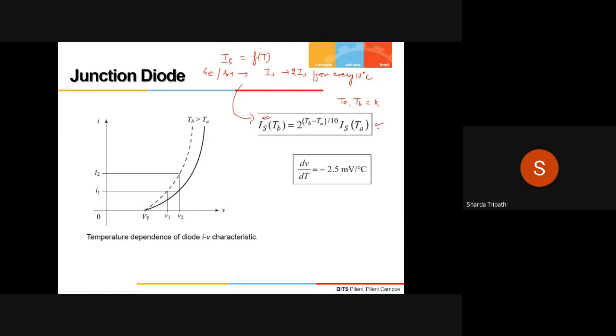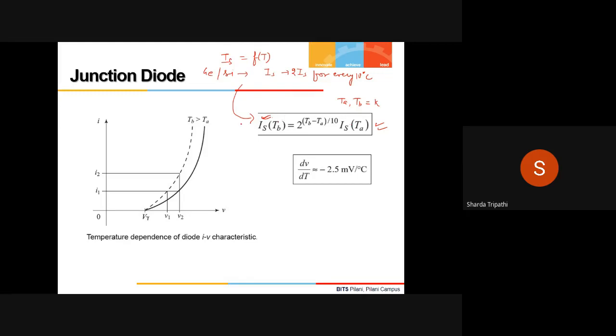How do you get this formula? So this is again determined experimentally. I don't think any proof exists for this. So you carry out a lot of experiments, plot the curves, and then do curve fitting to see which equation fits the curve, and that's how this formula has been obtained. So one thing now we know is that reverse saturation current is going to change with temperature, which is governed by this formula.